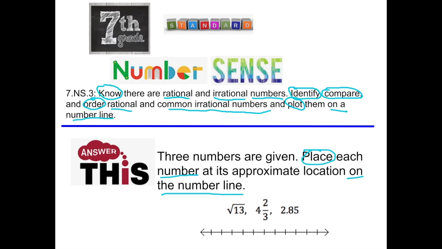Today for our iLearn question, we're going to be taking a look at the standard on number sense, 7NS3. Know there are rational and irrational numbers. Identify, compare, and order rational and common irrational numbers and plot them on a number line. So for your question today, three numbers are given. Place each number at its approximate location on the number line.